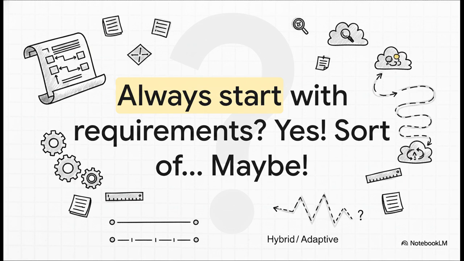So let's just dive right into this with a bit of a surprising truth. Does a project always start with a fixed, set-in-stone list of requirements? Well, yes, but also sort of, and maybe. It really depends on whether you're using predictive or hybrid methods. The actual starting line of your project isn't always fixed. In some projects, you map literally every single detail out on day one. In others, you're kind of just figuring it out as you go.